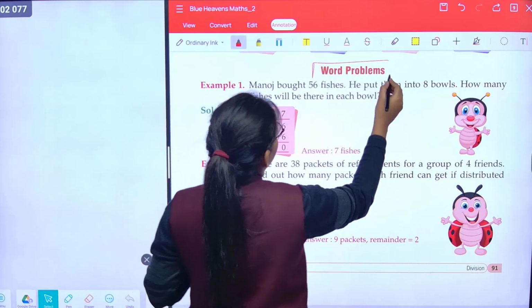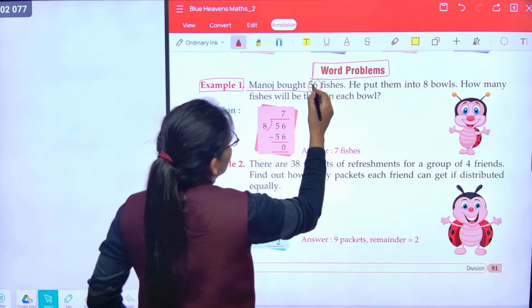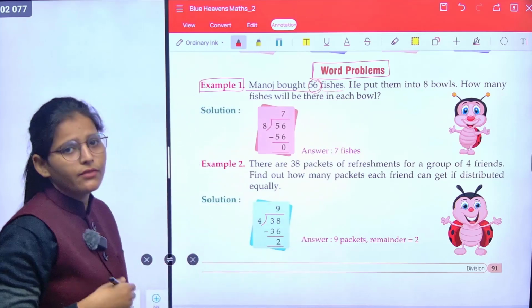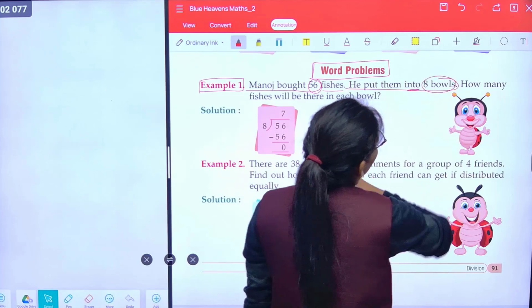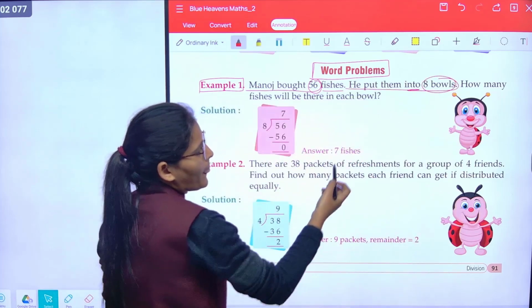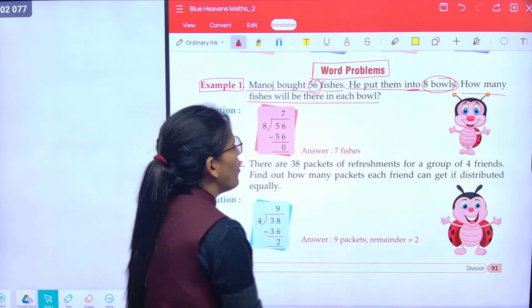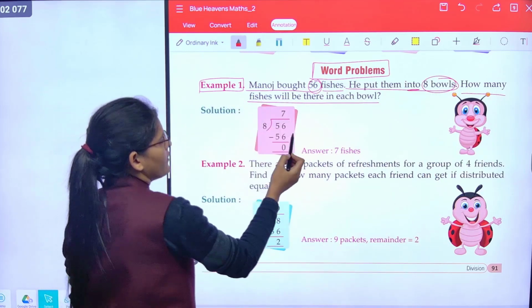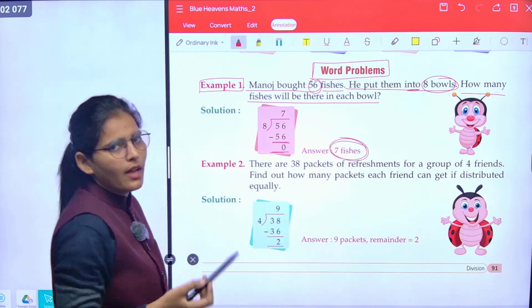Word problem. Example number 1. Manoj bought 56 fishes. Manoj ने 56 fishes खरीदी, but put them into 8 bowls. अब उसने उसको 8 bowls में रख दिया. How many fishes will be there in each bowl? Now 8 sevens are 56, so 7 fishes उसने एक बाउल में रखी हैं.